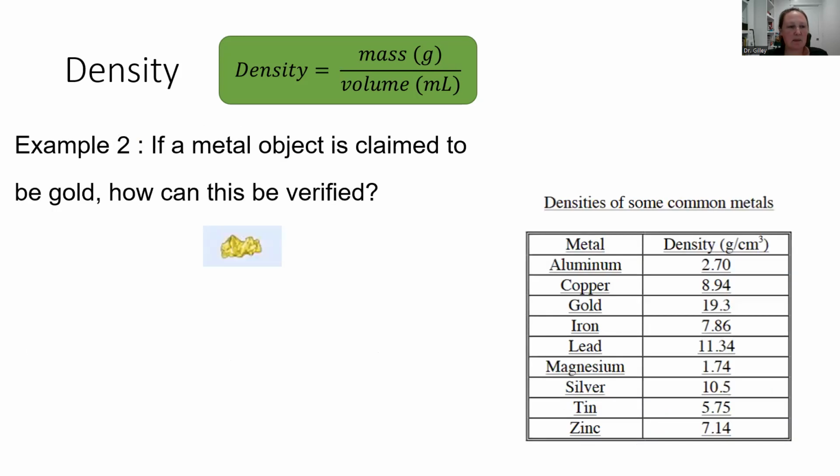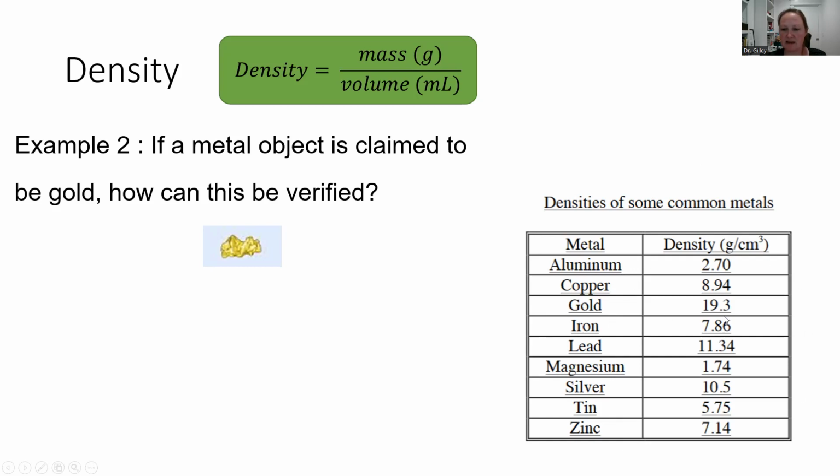Let's look at another example calculation where density is used as a conversion factor. Example 2, if a metal object, let's say this metal object down here, this little yellow lump of metal, is claimed to be gold, right? How could this be verified? Well, one way is to figure out the density of that object, because the densities of different metals are known, right? Here's a table that lists some densities of some common metals, such as aluminum, copper, gold, etc.